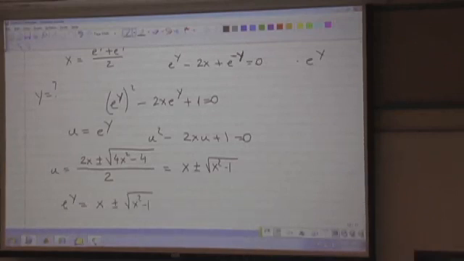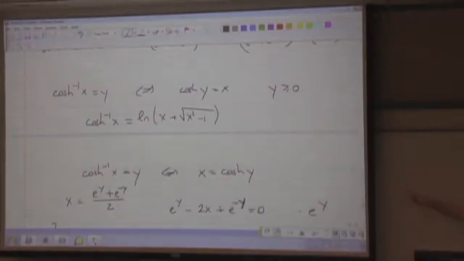And since the left-hand side is an exponential function, it can never be negative. And so as a consequence, we can't take the negative side of it, so we have to take the positive. So when you take the positive, then what you end up with is y is the natural logarithm of x plus the square root of x squared minus 1. Which is exactly how we said that cosh inverse of x is.